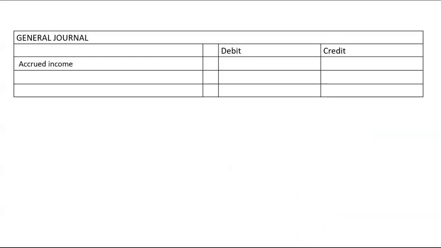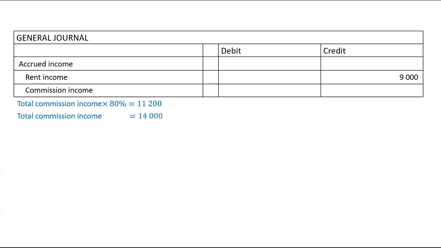As I've said, in both cases, we will debit accrued income. For rent income, we will credit 9,000 rand. For commission income, we will credit 20%. So how do we get that 20%? What we know is that when we take the commission income, times it by 80%, it'll give you that 11,200. If you want the commission income, you will divide both sides by 80%. 11,200 divided by 80% will give you 14,000. Our total commission income is supposed to be 14,000. Of this 14,000, 20% was not received. It was not paid to us. And that 20% will give us 2,800, which is the commission income that is still accrued. For your accrued income, you will add the 9,000 with the 2,800. It'll give you a total accrued income of 11,800.